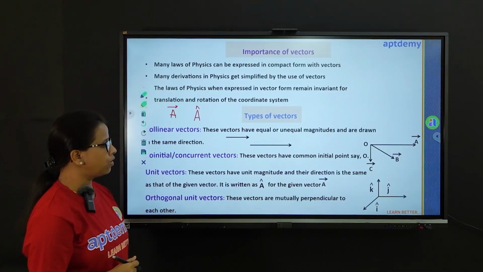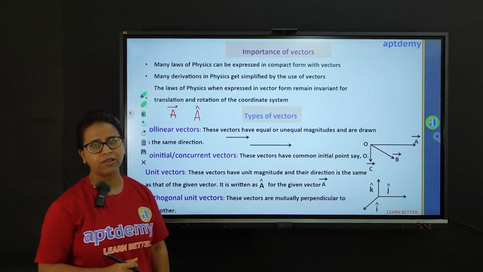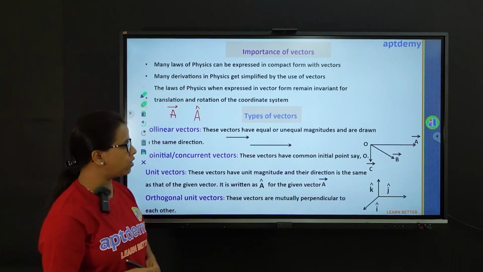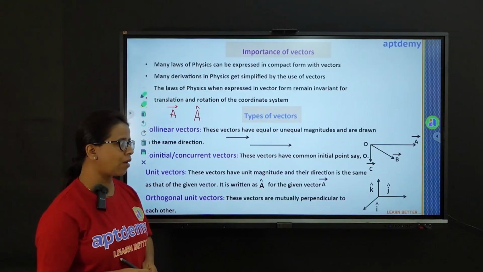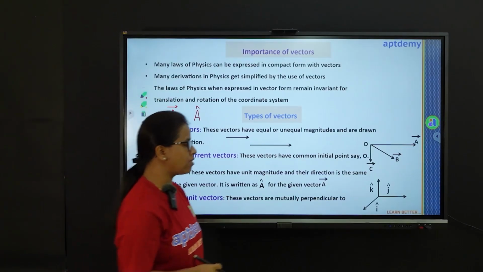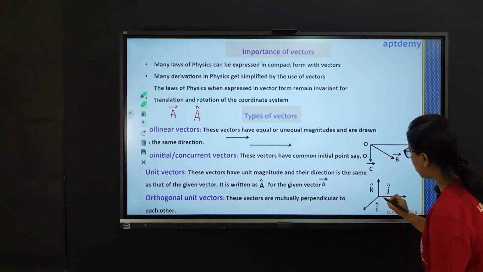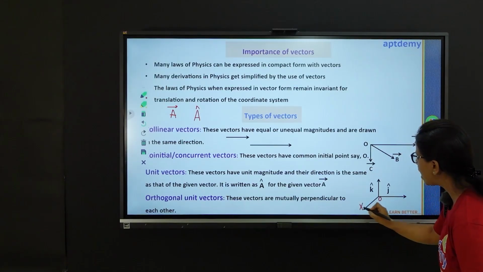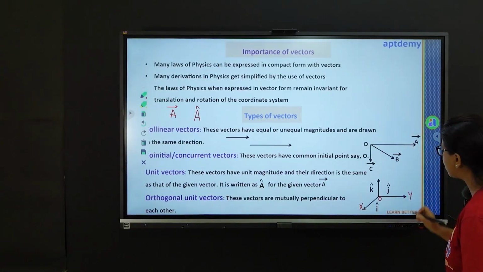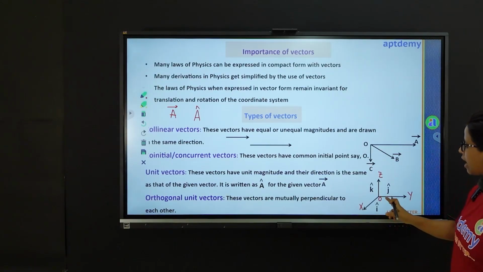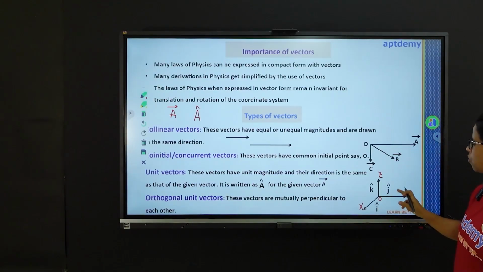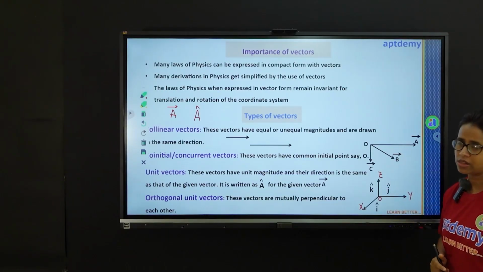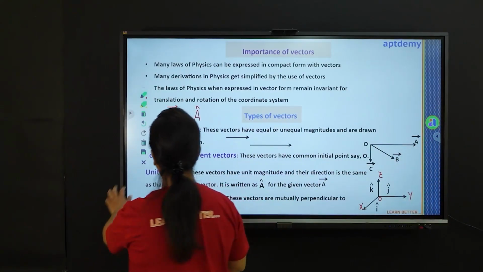Now orthogonal unit vectors. These are also unit vectors, but they are mutually perpendicular to each other. These are the i cap, j cap and k cap vectors. As you can see from this drawing, if I consider O as the initial point of the coordinate system, this is the x-axis OX, this is the y-axis and this is the z-axis, then the unit vector along x direction is given by i cap, the unit vector along y direction is given by j cap and the unit vector along z direction is given by k cap.